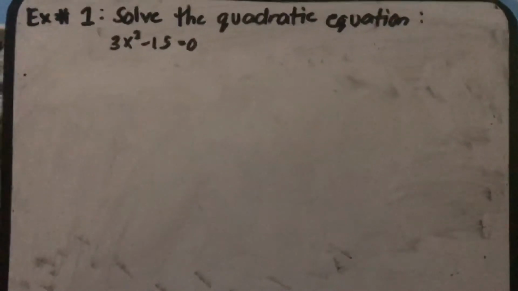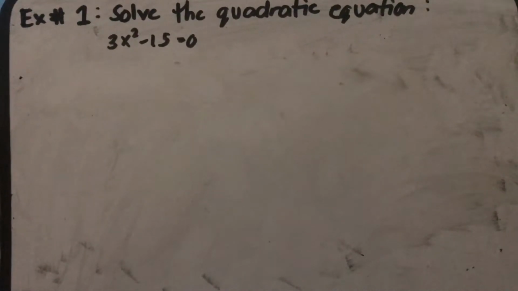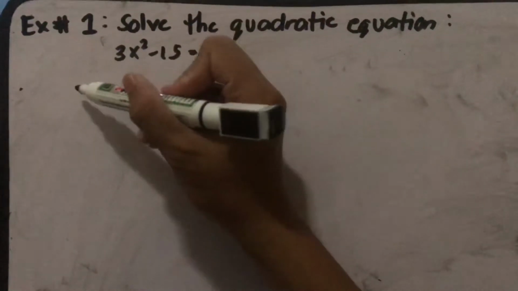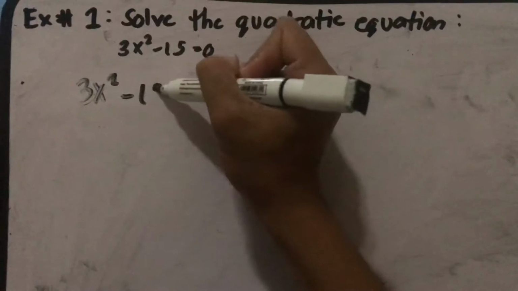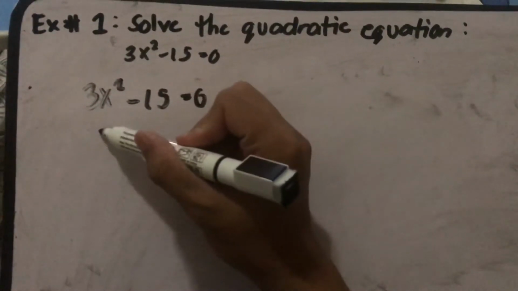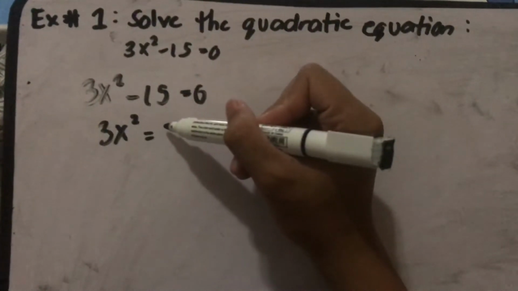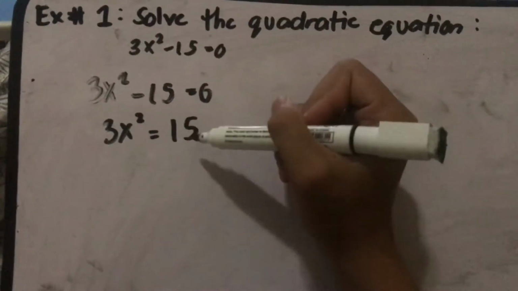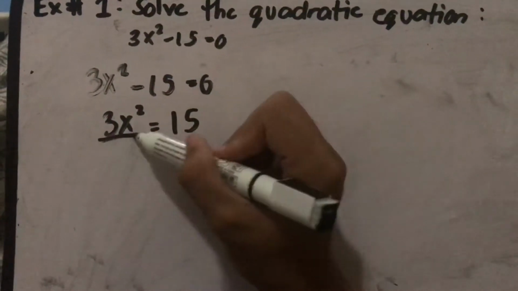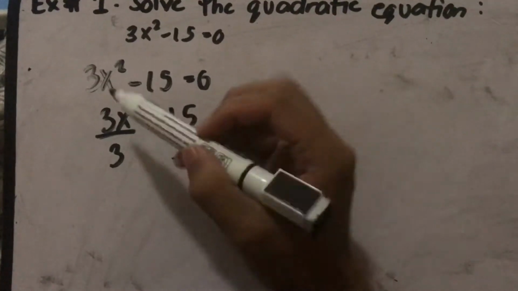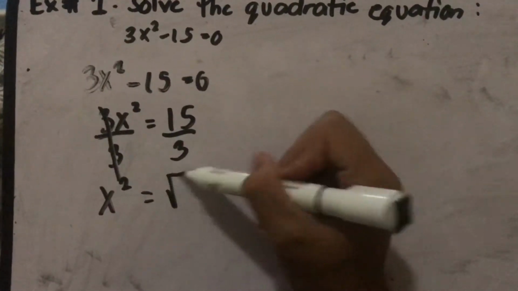Here is the example. Solve the quadratic equation 3x squared minus 15 is equal to 0 by using the square root property. So first, write natin yung equation. 3x squared minus 15 is equal to 0. So 3x squared, lipat natin yung 15, so from negative to positive. So positive 15. So next step, divide natin both sides by 3. So cancel. So x squared is equal to 15 divided by 3, which is 5.